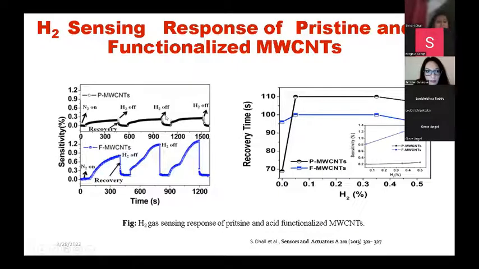As we can say, candle carbon is active to hydrogen gas at room temperature. In the same way, when we functionalize the CNTs, they are again active to the hydrogen gas. As we know, the functional groups act as a catalyst for the hydrogen molecules, and this is the response and recovery time, which is again of the order of seconds.